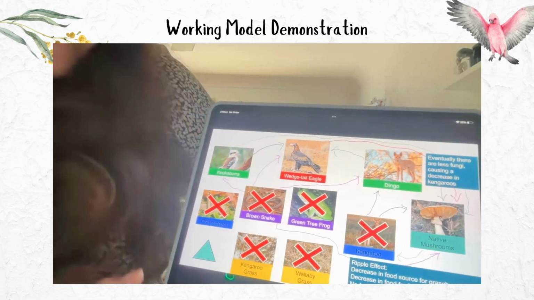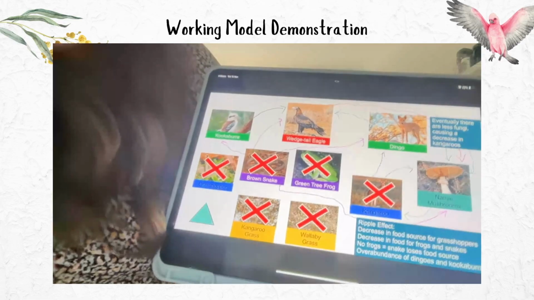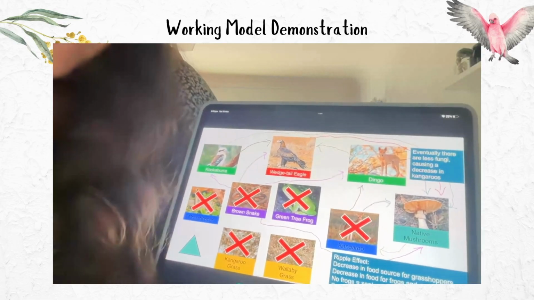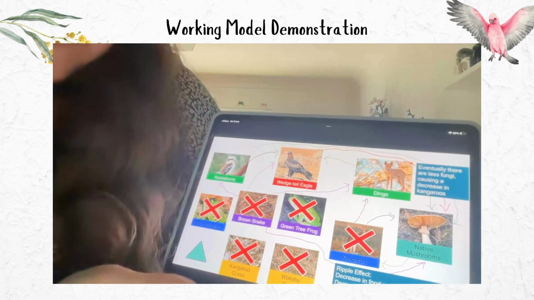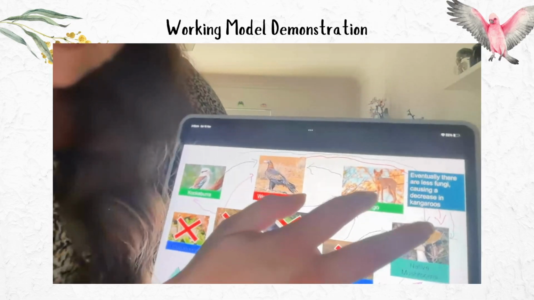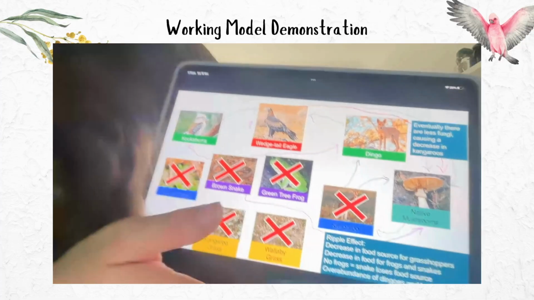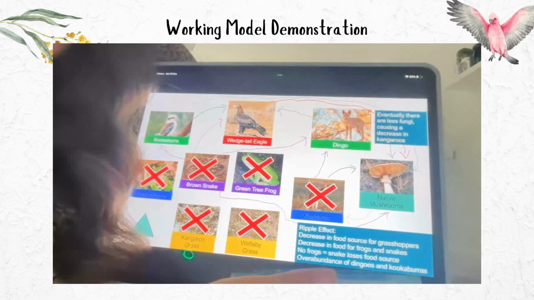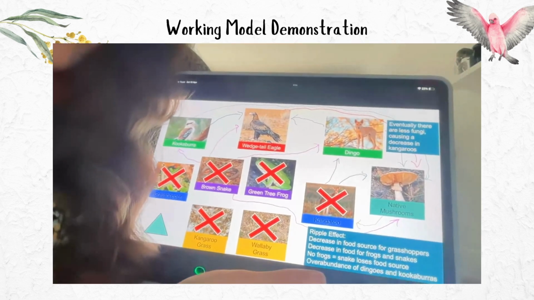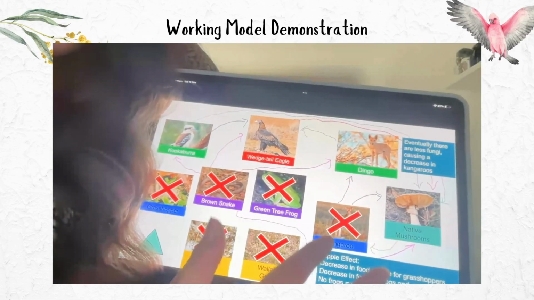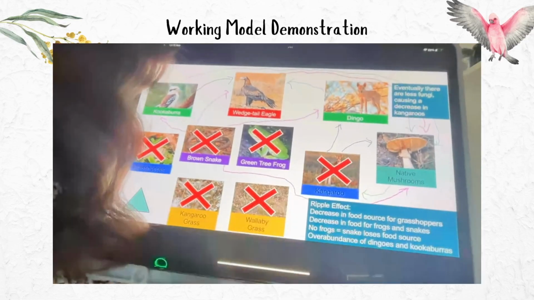Now, what will happen is if there's no food for the frogs and the snakes, then we're going to start to run into some bigger problems, because that means that they have lost their food sources. There'll be an overabundance of animals like the dingo and the kookaburra, which is not entirely good for the ecosystem. Eventually, there will also be less fungi if there are less carcasses in the ecosystem, which means we'll see a bit of a reduction in the kangaroo as well.